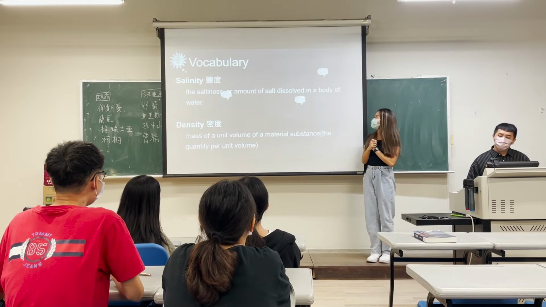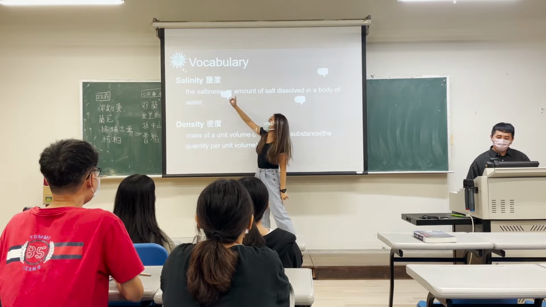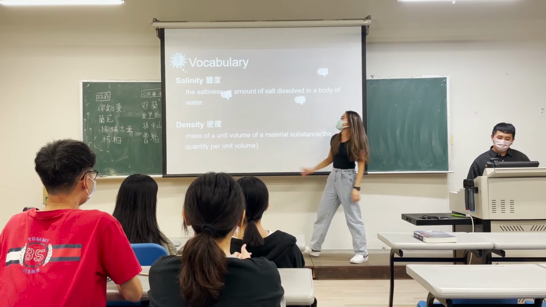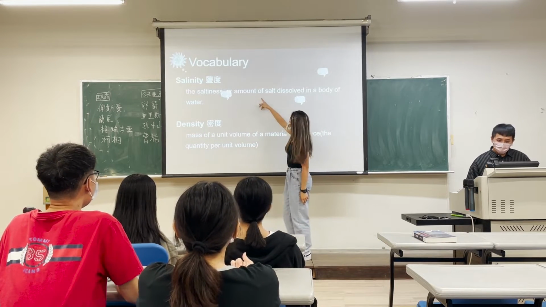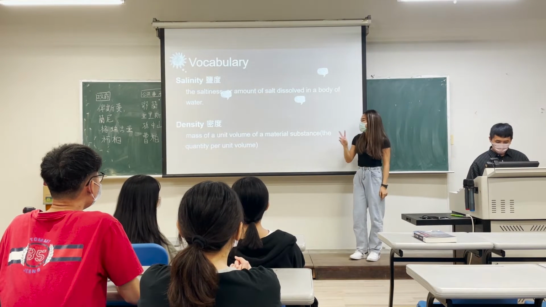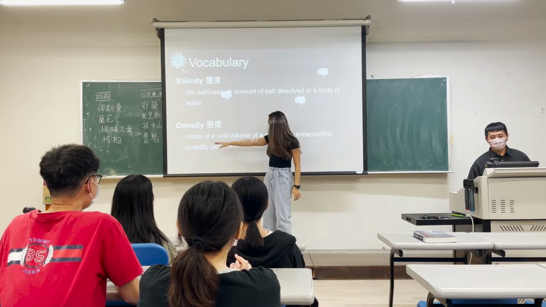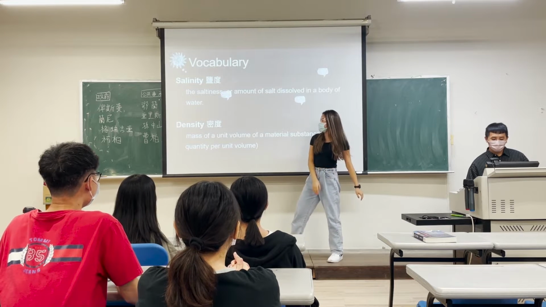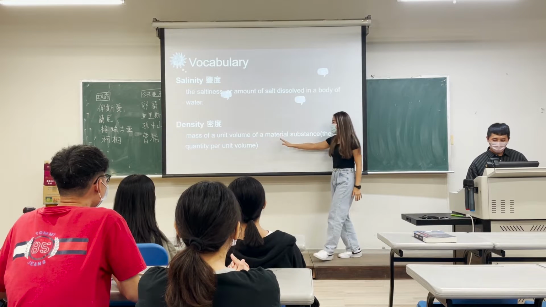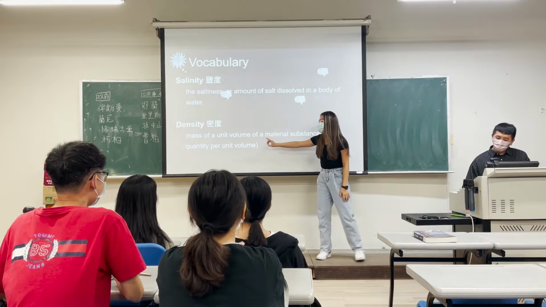Okay, let's talk about vocabulary. The first is salinity. Repeat after me. Salinity. Okay, what is salinity? Salinity is the saltiness, the amount of salt dissolved in a body of water. The second word is density. Density. Great. So what is density? Density means 密度. It's the mass of a unit volume of a material substance. In other words, it's the quantity per unit volume.